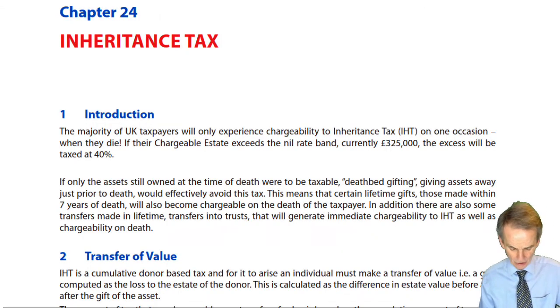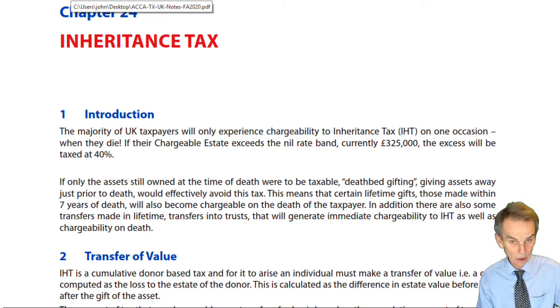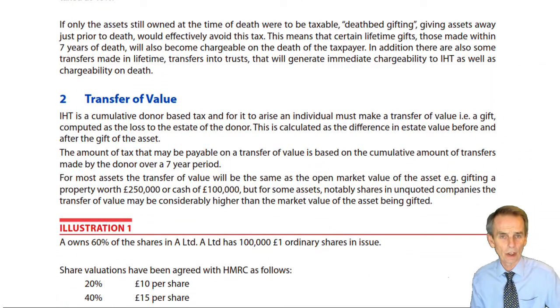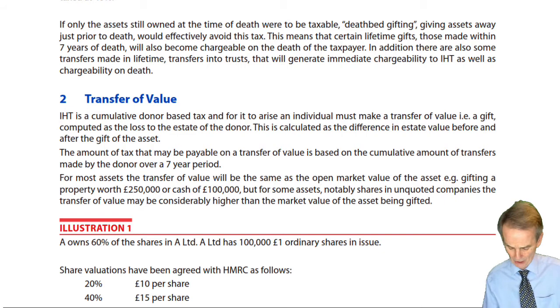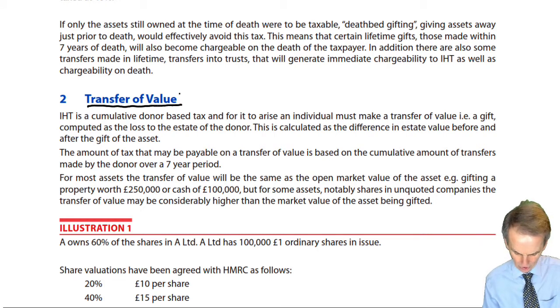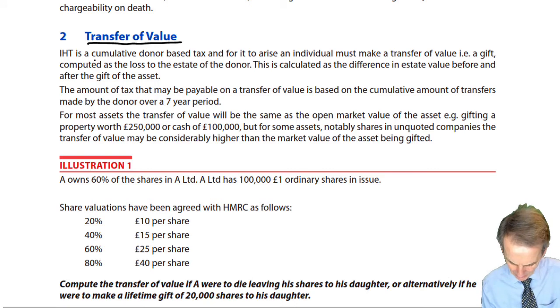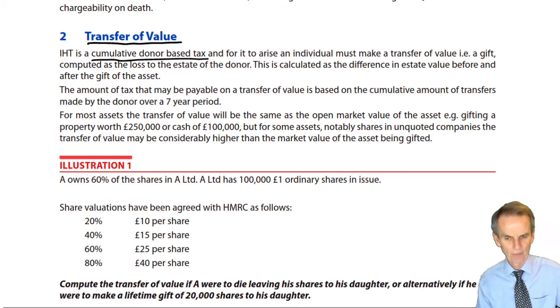So if I can ask you to go back to your study notes now, which hopefully are there in front of you, and we'll skip over that introduction at the moment, sufficient from what I've said so far. But here we've got the point about a transfer of value in section 2. First of all, a statement about this tax, which makes it so very different to other taxes that we have seen till now. IHT is a cumulative donor-based tax.